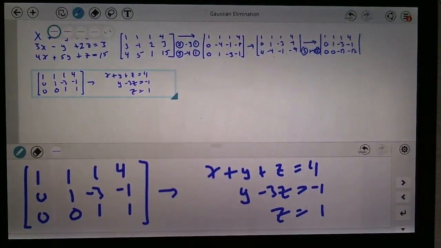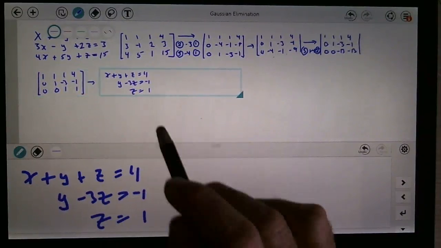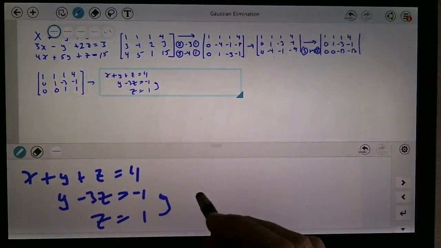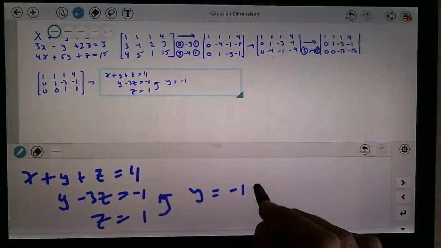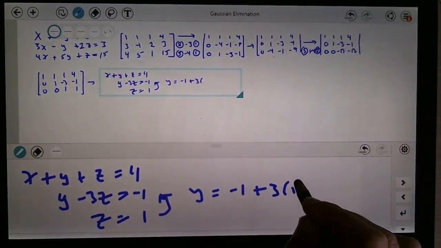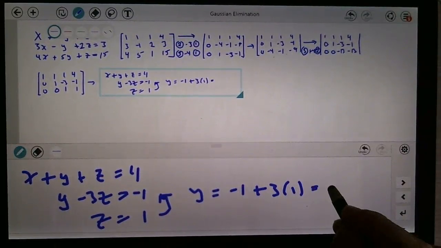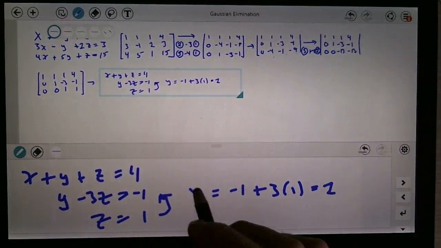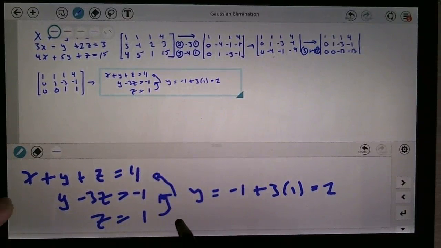Okay. So you've got that system. And then we do what's called back substituting. We know what z is, we can figure out what y is, right? So from here we say, well, plug this back into there, and you've got y equals -1 plus 3 times z. Well, z is equal to 1, so this is -1 plus 3, which is 2.